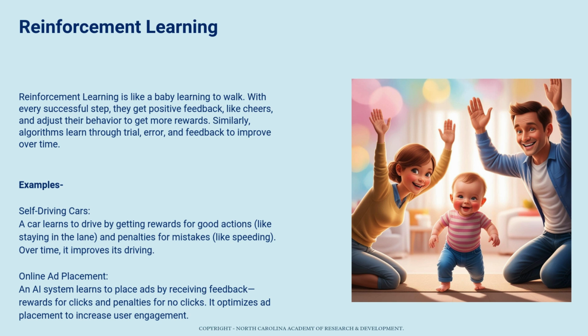Finally, picture the baby learning to walk. Every time they take a step, the parents cheer and clap, rewarding the baby. If the baby falls, there's no cheer, and they try again. Over time, the baby learns to take more steps and fall less, optimizing their behavior to receive more rewards. This is how reinforcement learning works, learning through trial, error, and feedback.